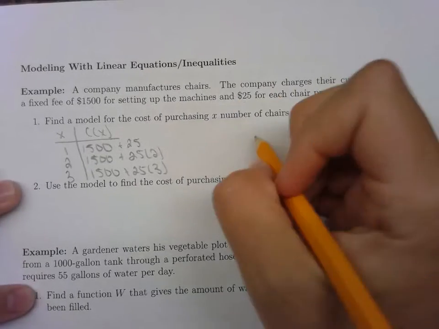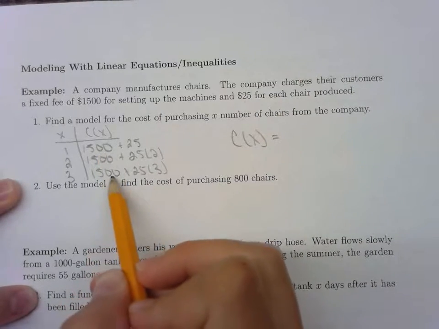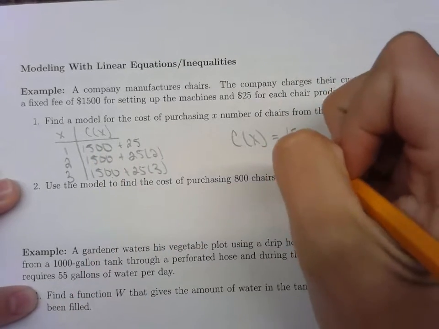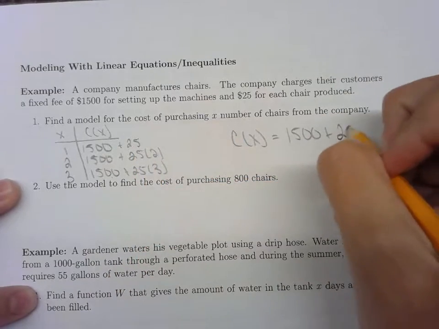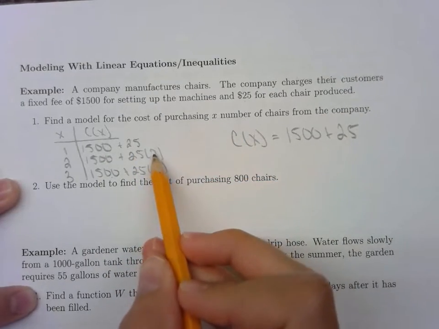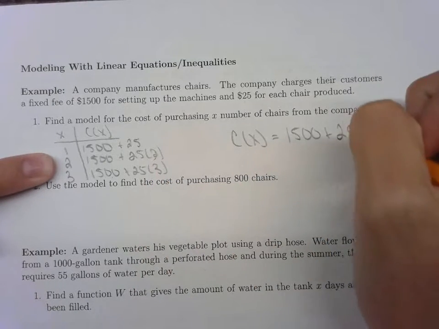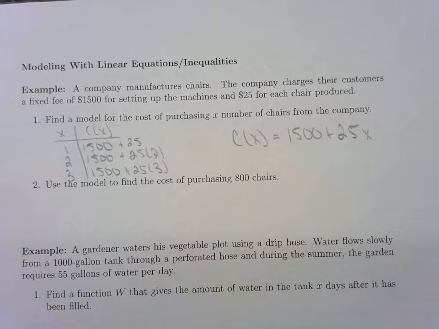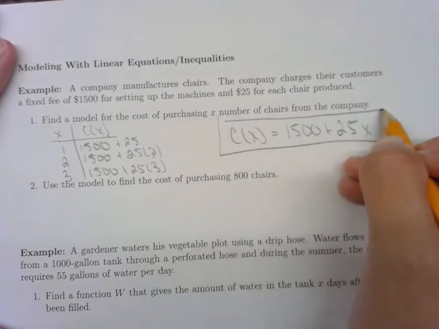Okay, so to write our cost function, notice this 1,500 isn't going to change. So we're going to have a 1,500 in here. Also, the 25 isn't changing. The only thing that's changing is this value here, and notice it's the same as the x. So this would be plus 25x. Okay, so this is very similar to something you would have to do on the SAT.